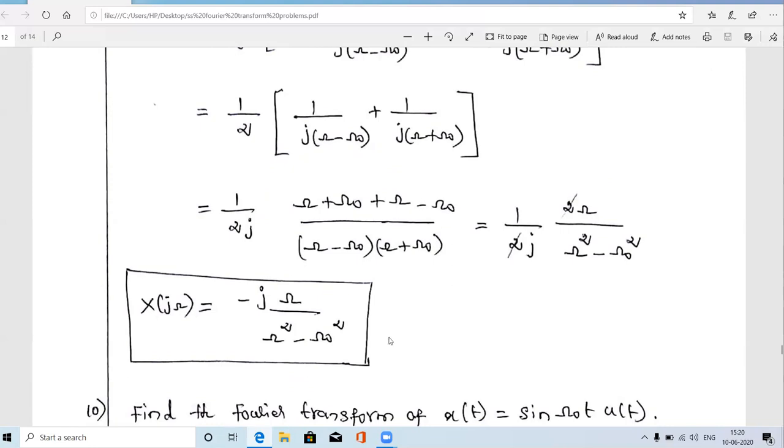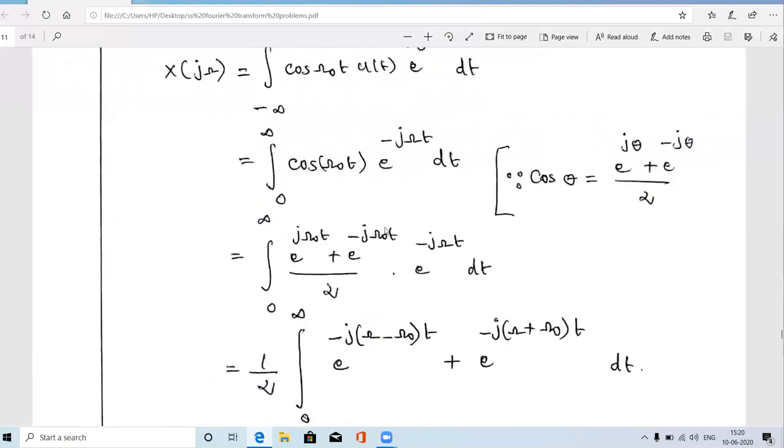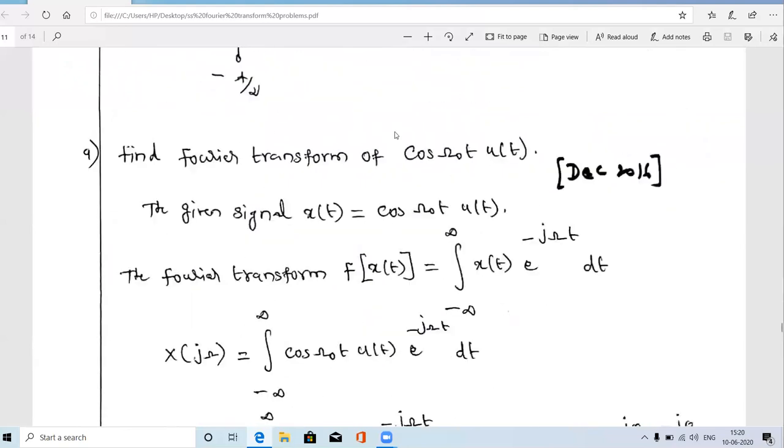Okay, this is the Fourier transform of the causal cosine signal. Causal cosine signal means that the cosine signal is available only for the positive time duration. This cos omega naught t into u of t, the signal starts from 0 and it will end at time t equal to infinity. For the negative time, this signal is not available.